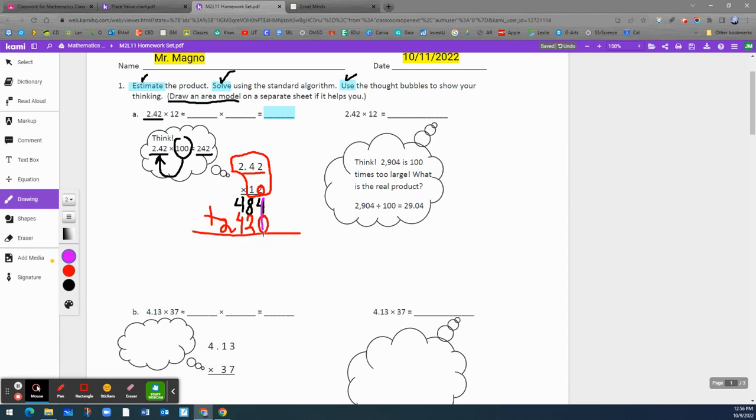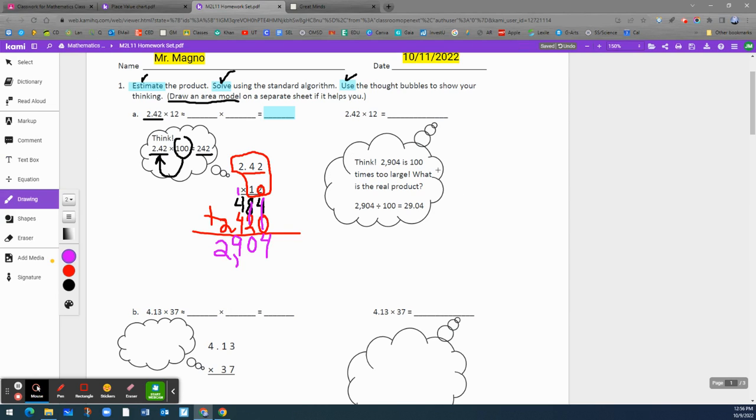4 plus 0 equals 4. And 8 plus 2 equals 10. You carry 1 over. And 4 plus 4 equals 8. And 8 plus 1 equals 9. And the total on the last column is 2,904. Now, remember, this is not the actual answer. So here's what they do.